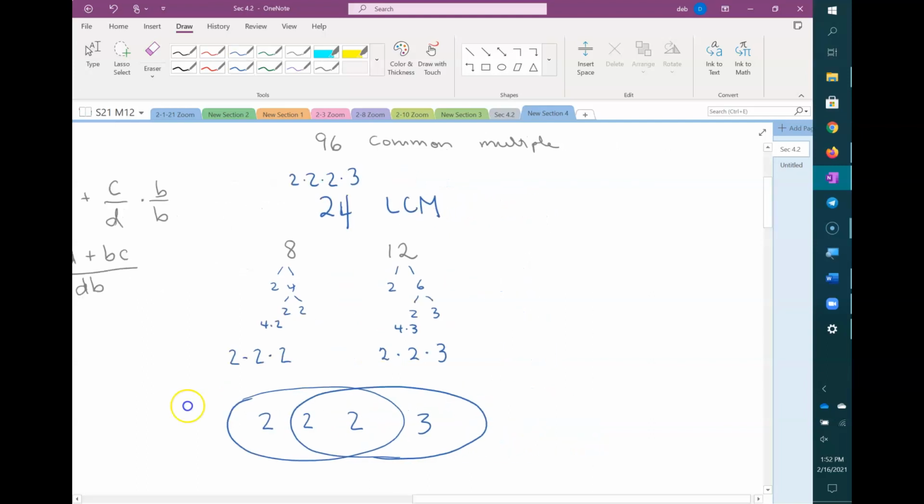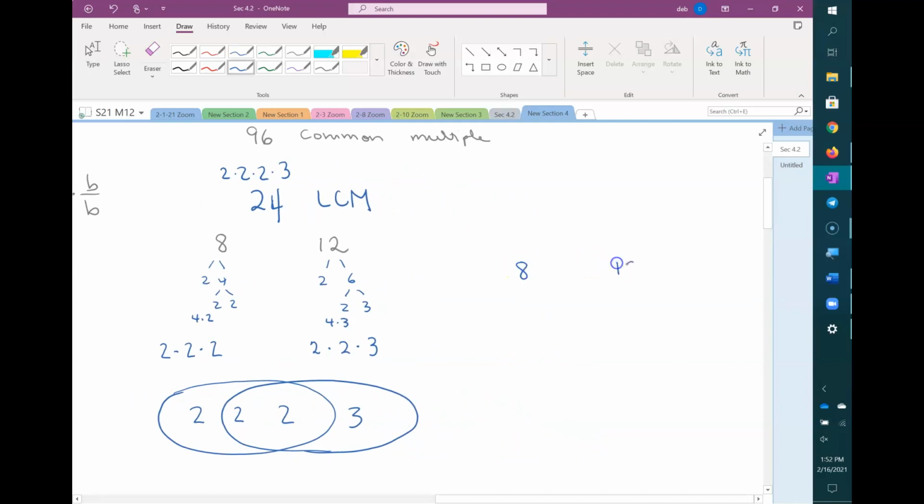Then I want to talk about the other thing that we often want to find with two numbers, which is their greatest common factor. In this case, the greatest common factor is this overlap, the intersection of the two sets, which is 4. So 4 is the biggest number that divides evenly into 8 and 12, and 24 is the smallest number that both 8 and 12 will divide into evenly.